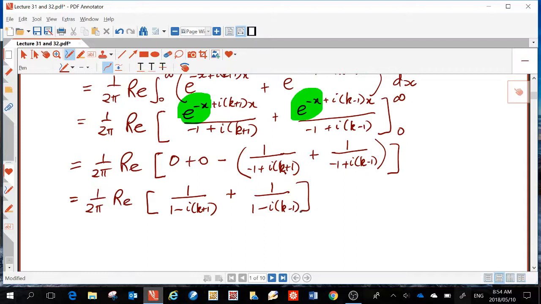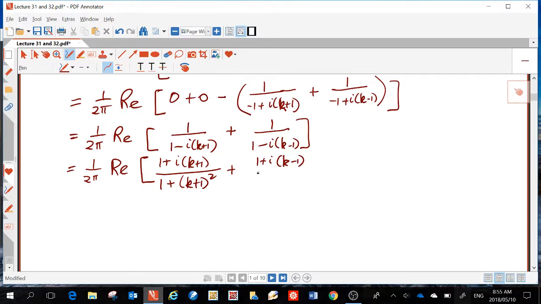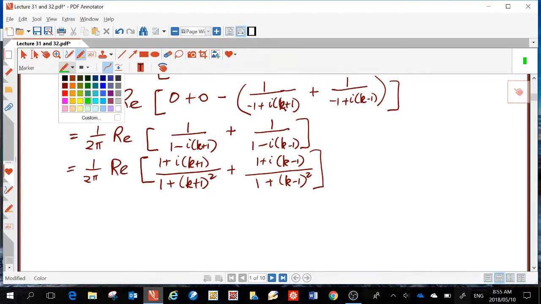I'm still aiming to find the real part of this. So far, the i's are in the denominator, so that doesn't help me. But I can now do some switching around. Multiply by the conjugate, 1 plus i into k plus 1. At the bottom, if you multiply by the conjugate, it will become 1 squared plus k plus 1 squared. Plus, here you multiply by the conjugate, 1 plus i into k minus 1. At the bottom, it will be 1 plus k minus 1 squared. In conclusion, we now read off the real parts. The real part is this, the ones.